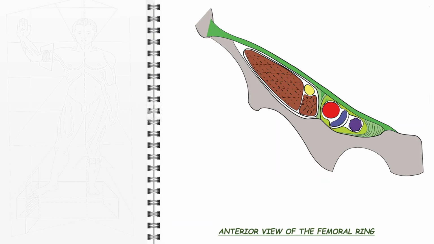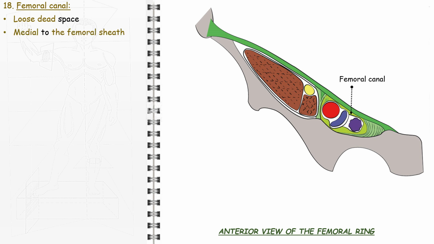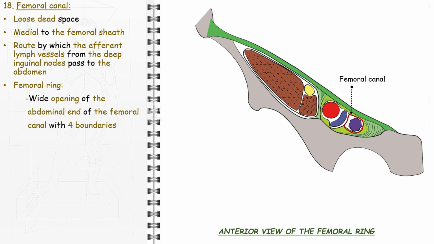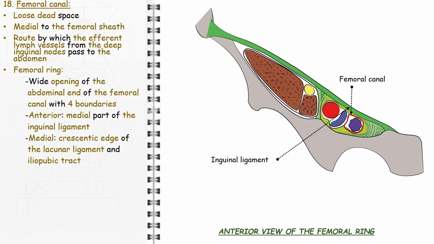Lastly, the femoral canal is a loose dead space medial to the femoral sheath. It represents the route by which the efferent lymph vessels from the deep inguinal nodes pass to the abdomen through its opening, the femoral ring. The femoral ring is a wide opening of the abdominal end of the femoral canal with 4 boundaries. Forwards, the boundary is the medial part of the inguinal ligament. Medially, it is the crescentic edge of the lacunar ligament and the iliopubic tract. Backwards, it is the pectineal ligament and laterally, the medial border of the femoral vein.